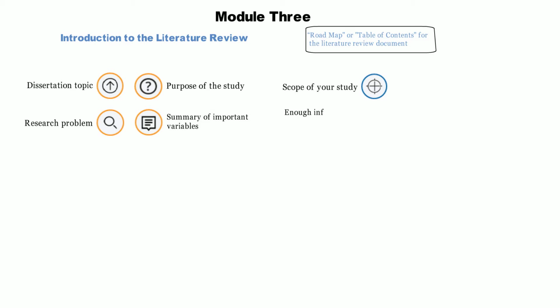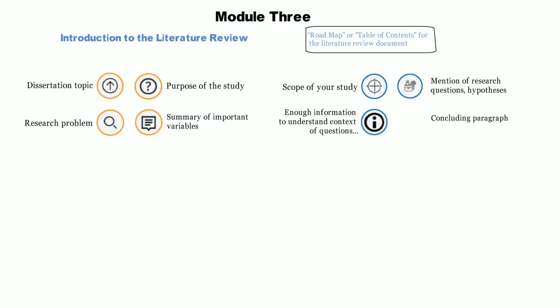It also includes enough information to allow the reader to understand the context and significance of the questions or hypothesis you are addressing. A brief mention of the research questions and hypothesis without describing them, and a concluding paragraph which describes the type of literature you will present. This is also called the Advanced Organizer, a tool we will discuss next.